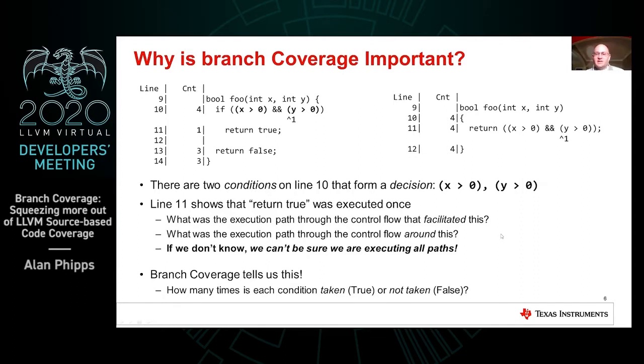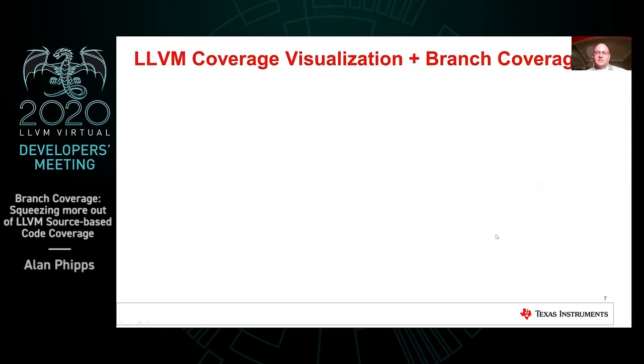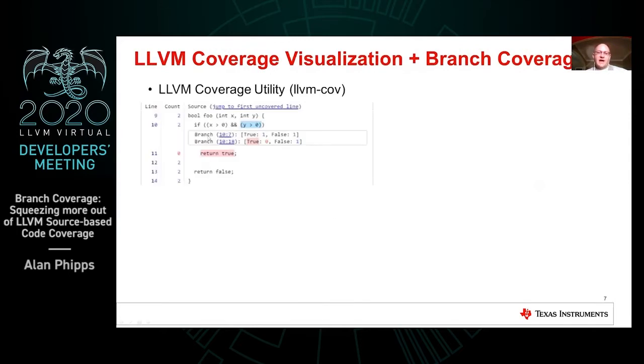So branch coverage tells us all of this. It can tell us for every condition how many times that condition was taken or not taken. In other words, how many times did it evaluate to true and how many times did it evaluate to false. So I added this to LLVM source-based code coverage and extended the visualization to look something like this. Now, each condition in the if statement has an associated branch with it, and based on this information, you can determine how many times that condition evaluated to true or false. In other words, how many times was there a branch taken and a branch not taken?